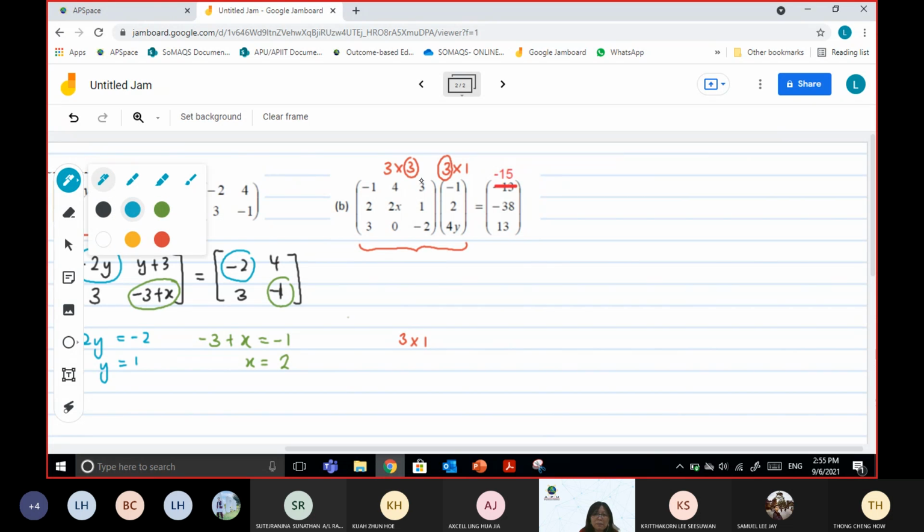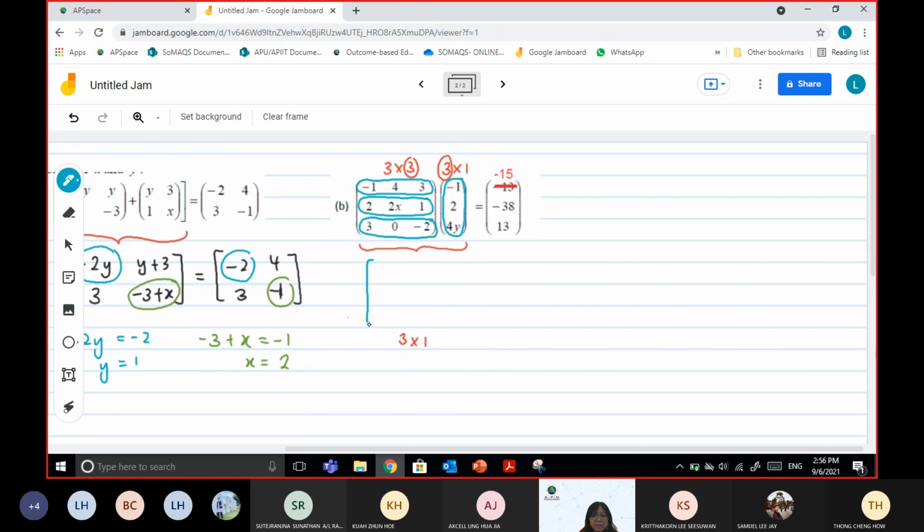When you multiply, we take the row from the first matrix to multiply by the column of the second matrix. Then you continue with the second row and the column, then the third row and the column. So that's how we get the 3 values here.